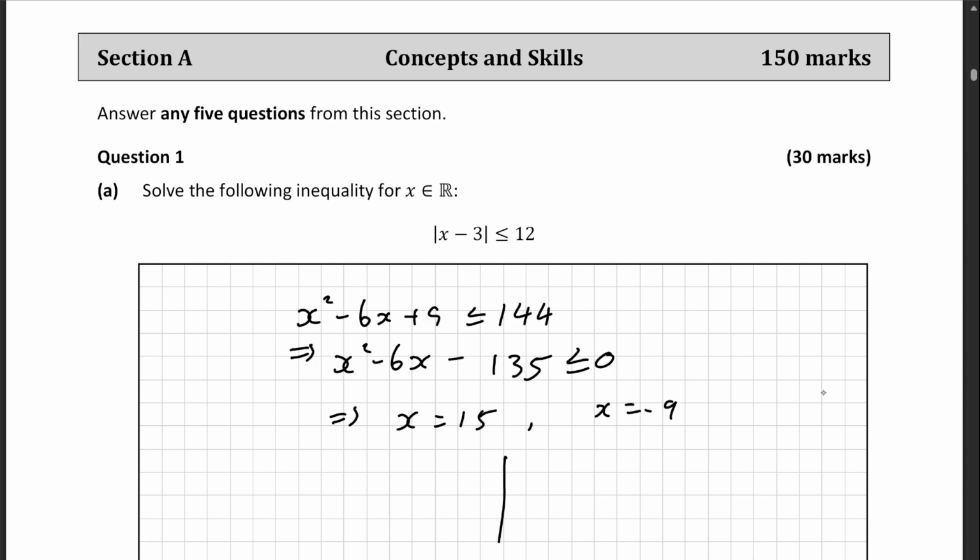But we want it less than or equal to 0, so I'm going to locate the points. There's our quadratic, and less than 0 is in here. So our interval is x is an element of the interval from minus 9 to 15 inclusive because we're talking about less than or equal to.